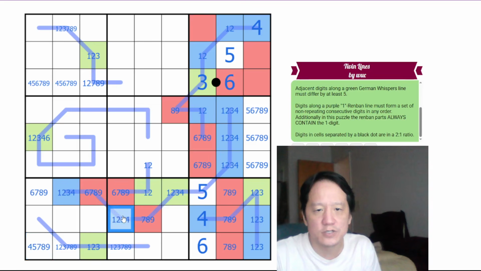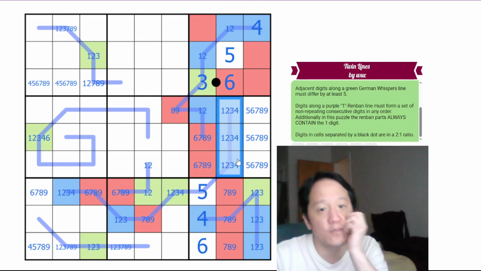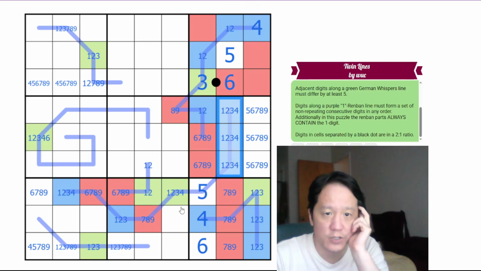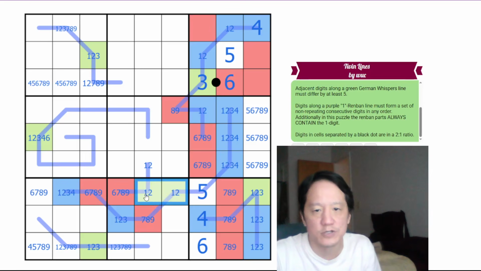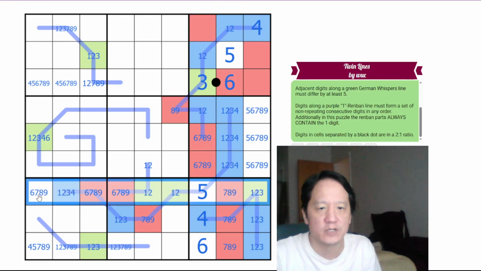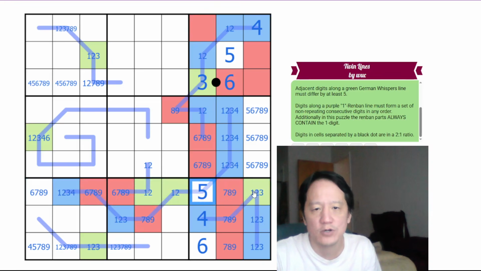So no 6 here, no 4 here. We are guaranteed 3 and 4 on this Renban portion. So this cannot be 3 or 4, it's 1 and 2. We have a 1, 2, 1, 2 pair in row 7, which eliminates 1 and 2 in the rest of the row. This can't be 1 or 2, it's 3.